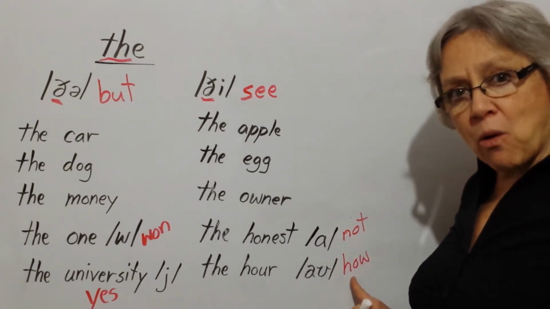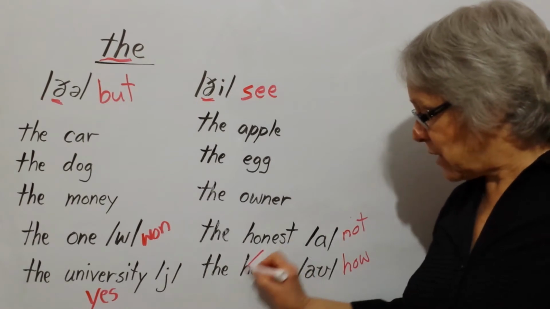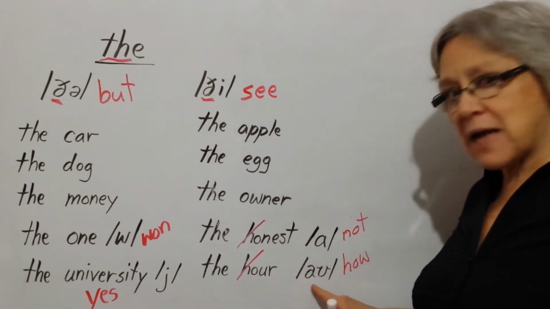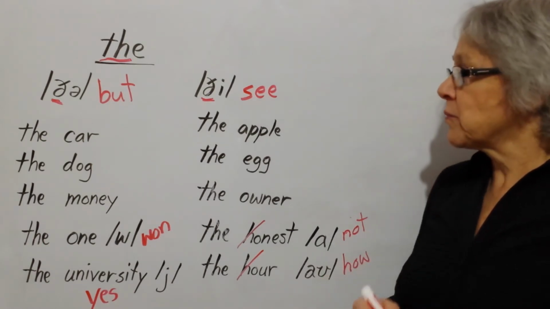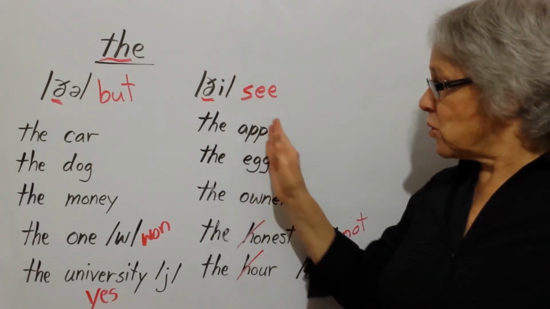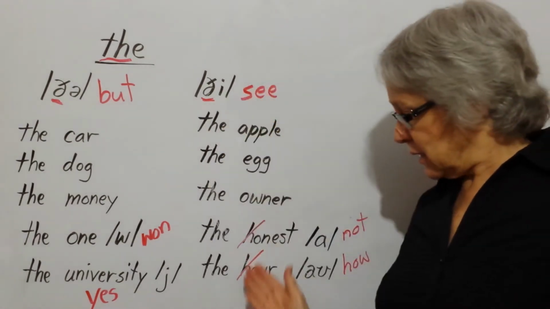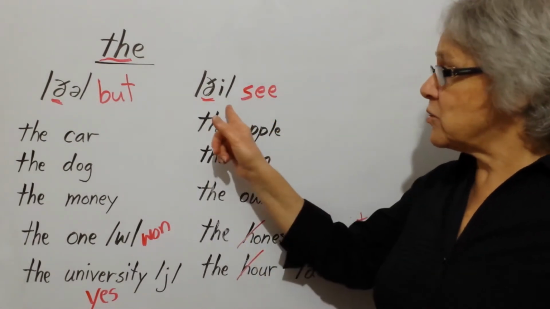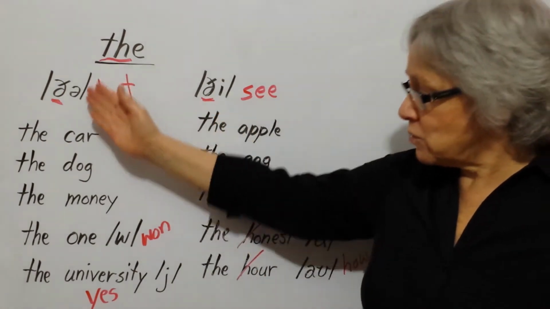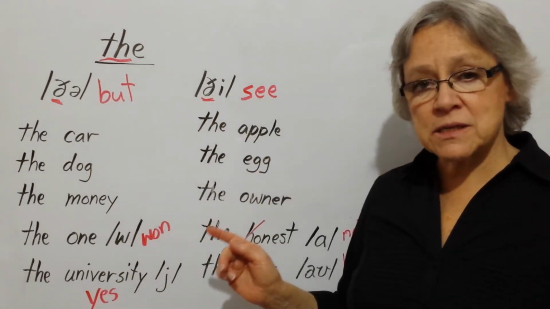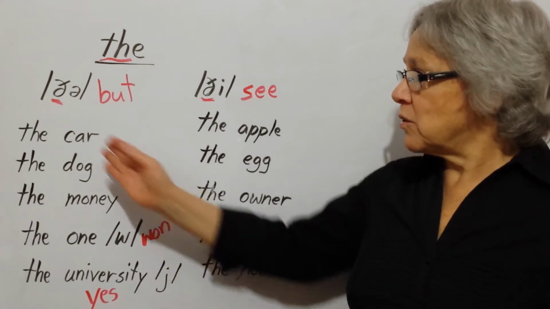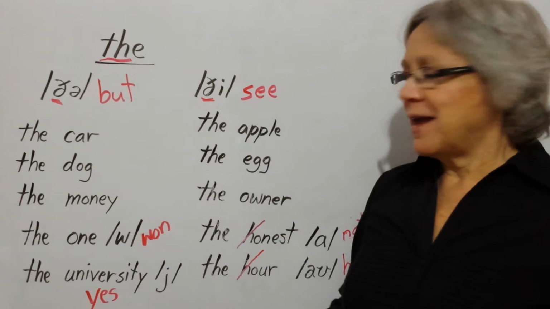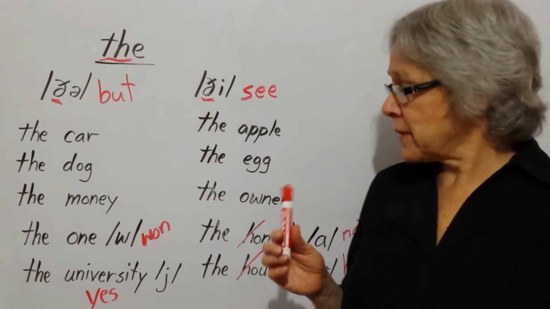Ow, how. But the letter H is not pronounced here, okay? So the first sound in the word is ow. Each of the words following the in this column begin with a vowel sound, so we use the. Each of the words in this column begin with a consonant sound, so we use the pronunciation the. All right? And again, this is the general rule.